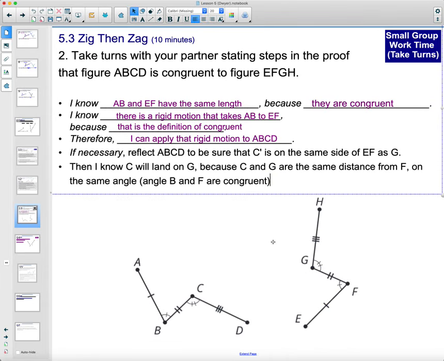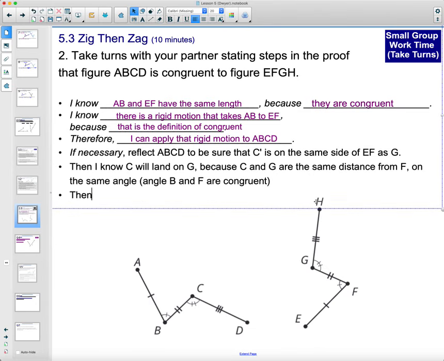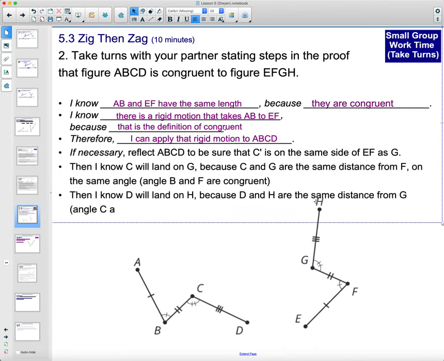Then how do you know that D is going to land on H? Then I know D will land on H because D and H are the same distance from G, since angle G and angle C are equal, or congruent. The same distance from G on the same angle, since you know angle C and angle G are congruent.